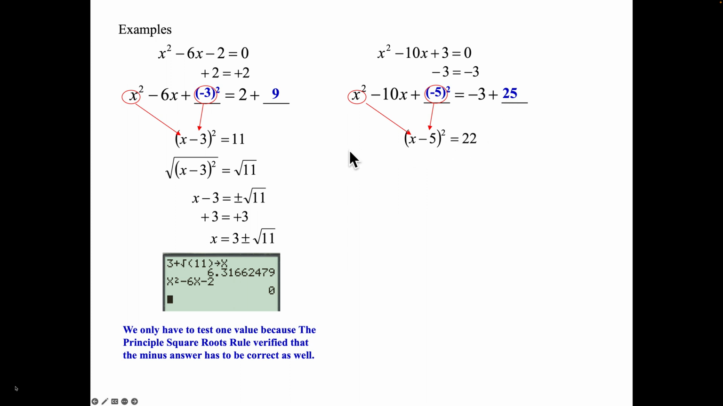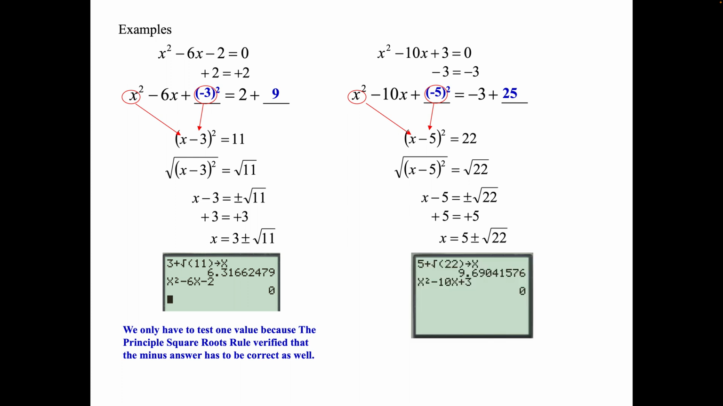2 steps from being done. Take the square root. Can't simplify the square root of 22. We keep the plus or minus. Add the 5, sneak it in front. x equals 5 plus or minus the square root of 22. And again, there's your calculator check. 5 plus the square root of 22. Store it in x. Remember the store button's above the on button. Type in the left side, x squared minus 10x plus 3. Hit enter. It equals 0. Now you know both answers are correct.